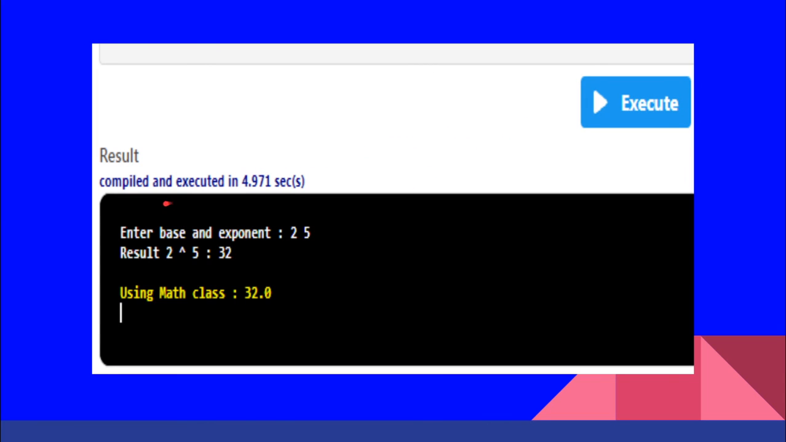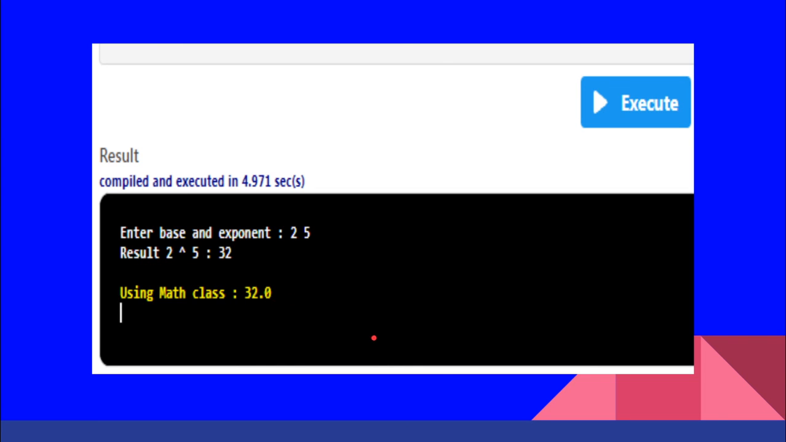Let us see the output, how the program has worked here. So enter the base and the exponent. I am giving the value base is equal to 2 and exponent is equal to 5, so the result 2 power 5 is equal to 32. You can give any base number and any exponent number, it will be calculated and the answer will be given in this format. So the result is 2 power 5 is 32, where the base value is 2 and the exponent value is 5. Using the Math class also we got the same answer.